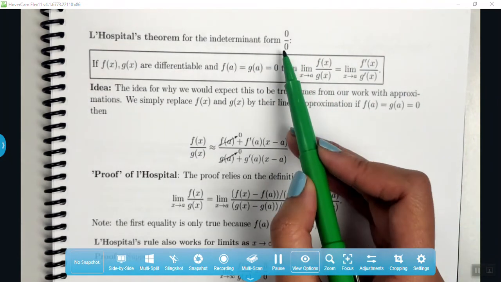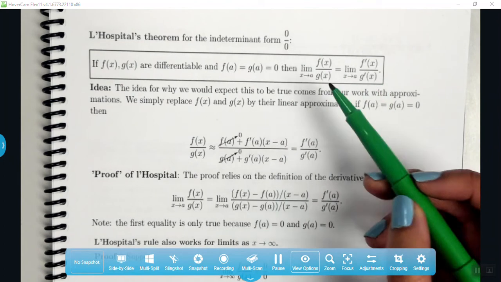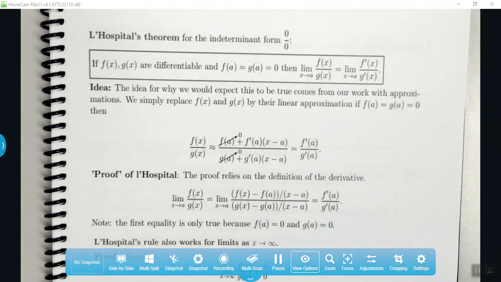Okay, so 0 over 0 means you have a hole most of the time, and if you have a hole, then the limit exists. Before you were asked to factor it, right, and then cancel out the hole, and then you found your limit.